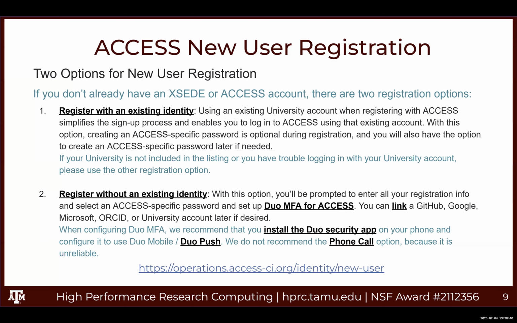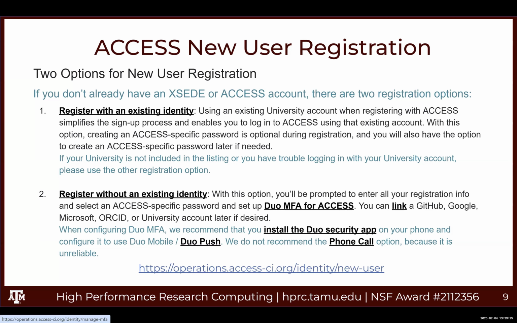And what that means is an existing identity would be like, I have a university account. We have a single sign-in login. For those of you who are here at A&M, you would know that. But if you're at another university, you have another kind of login. But you can go through your university account as the way to get into the registration option. If you don't have that, then you will have to enter all the registration info and get an ACCESS-specific password and set up the Duo for ACCESS.